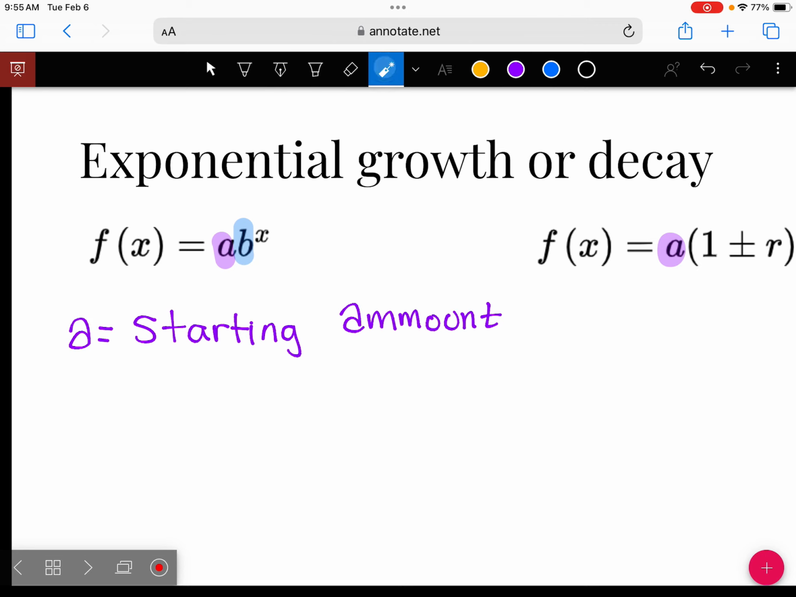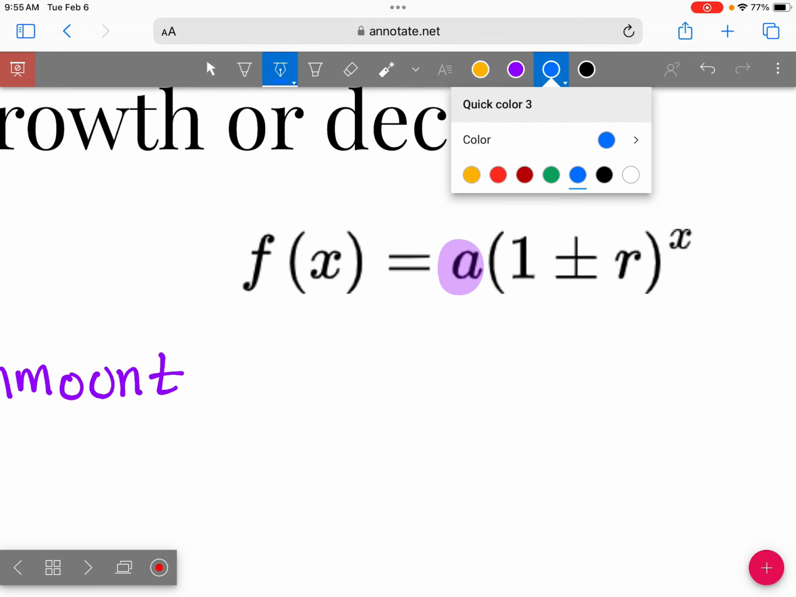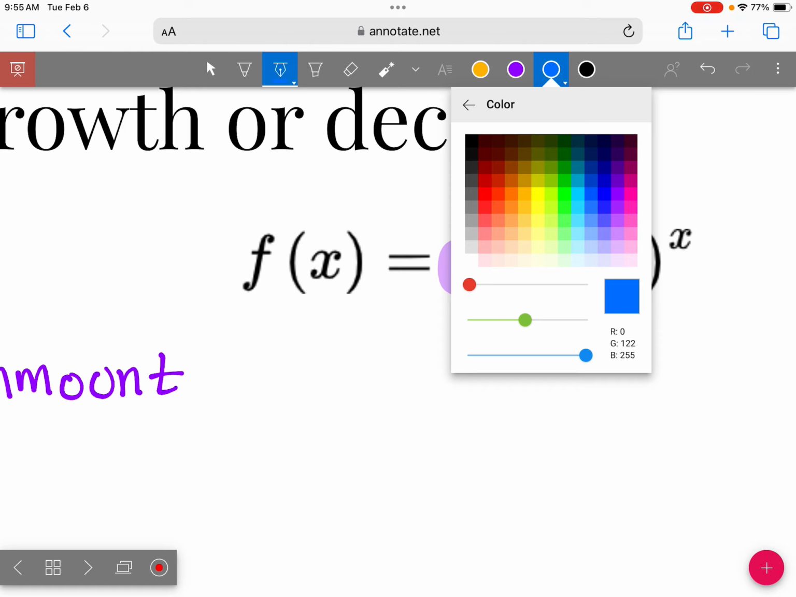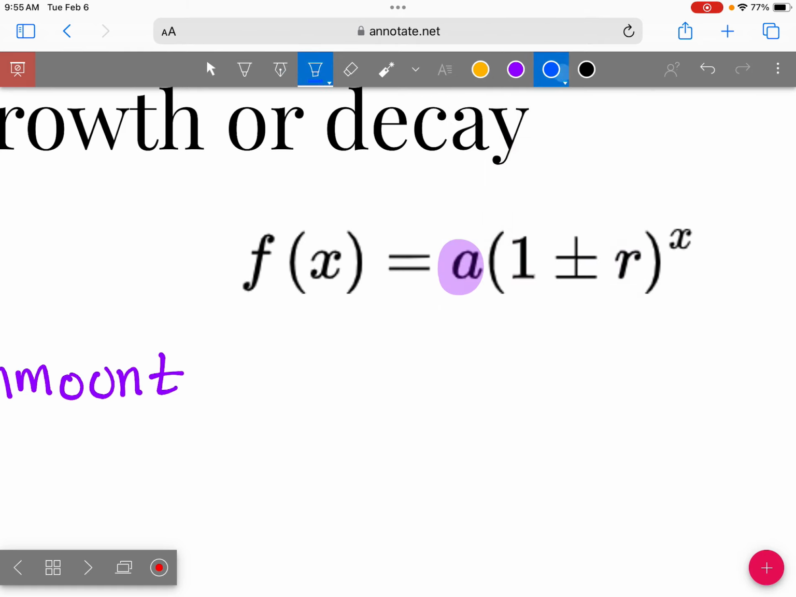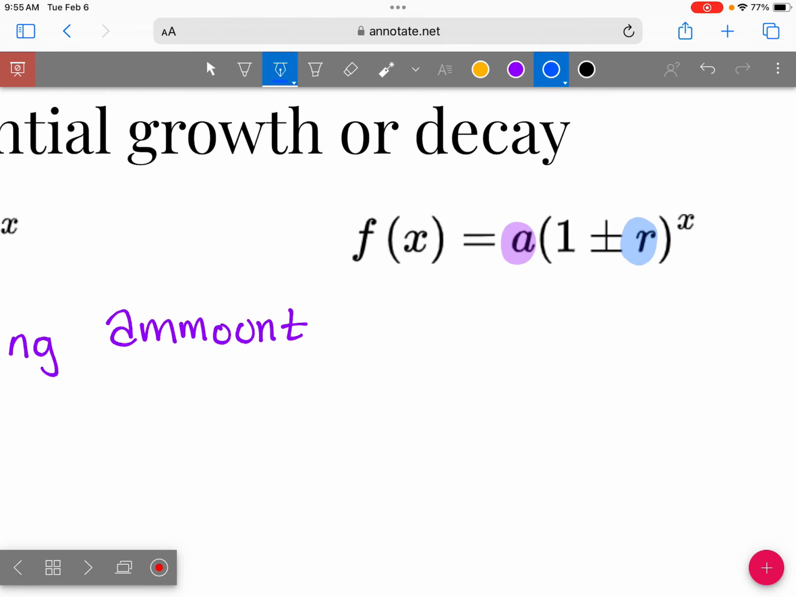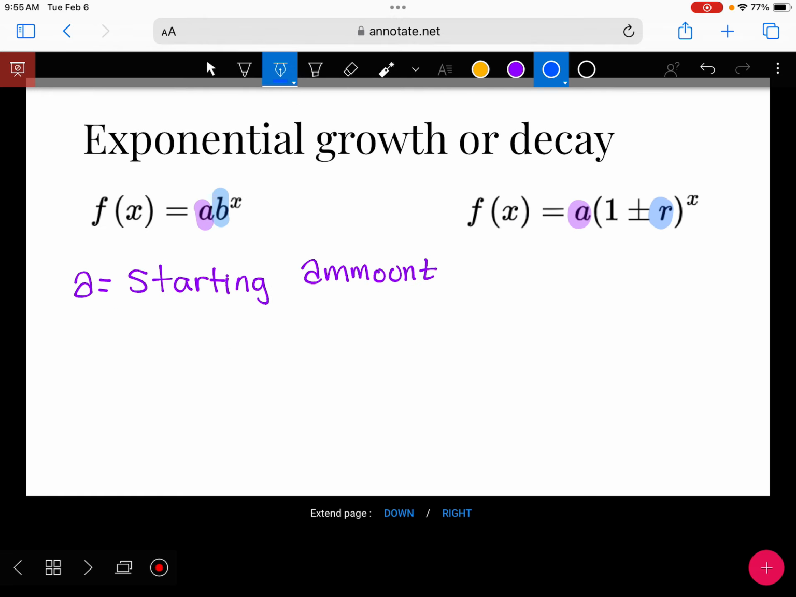The only thing that's really different in these two formulas is the piece that has the exponent. It's slightly expanded outwards to show us this R piece. This is where we can use a rate that's not just double, triple, whatever. Our R is going to be any rate of growth or decay, written as a decimal. Most often, the rate will be given to you as a percent.